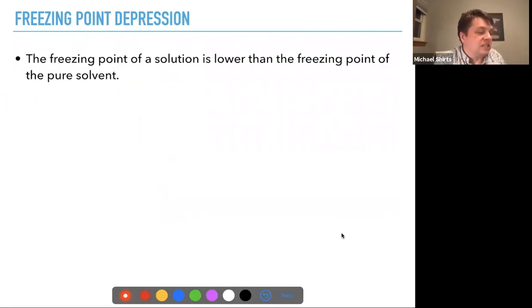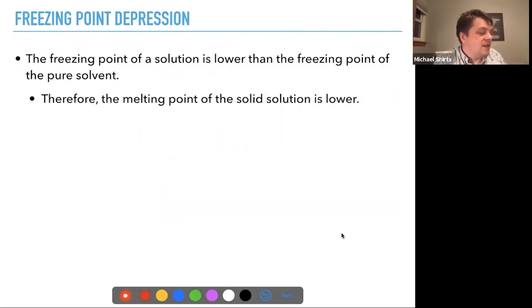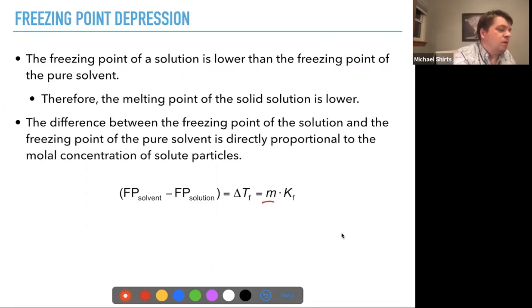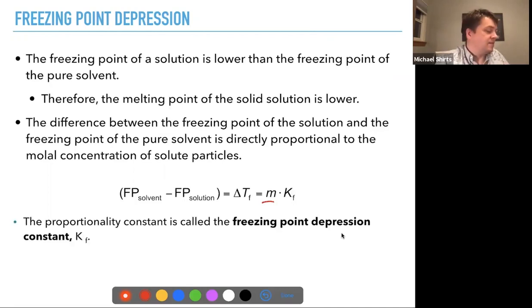The freezing point of a solution is lower than the freezing point of the pure solvent. Therefore, the melting point of the solid is lower as well. And the difference between the freezing point of the solution and the freezing point of the pure solvent is directly proportional to the molal concentration of solute particles. And so here we use molal. We could use another concentration, but because we're looking at temperature-dependent properties and they're relatively small, it's easier to tabulate everything in terms of molalities. So this proportionality constant is called the freezing point depression constant.